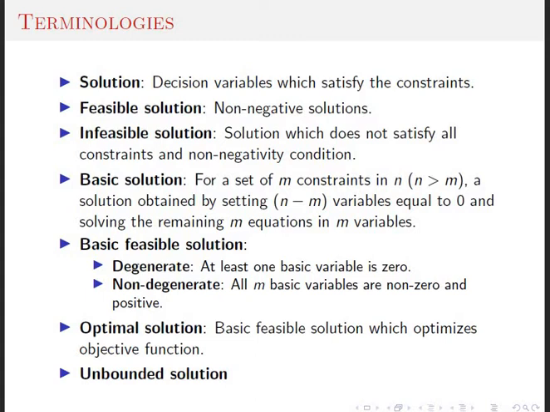If at least one basic variable is zero, the basic feasible solution becomes degenerate. Otherwise, it is known as a non-degenerate solution. The basic feasible solution which optimizes the objective function is known as the optimal solution. And the solution which is not bounded is known as an unbounded solution.